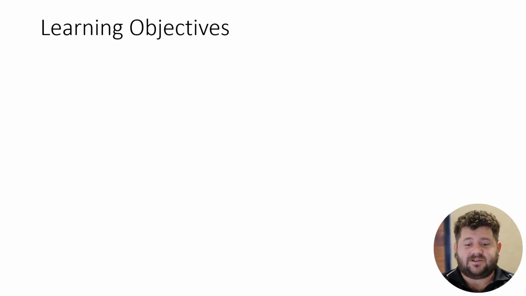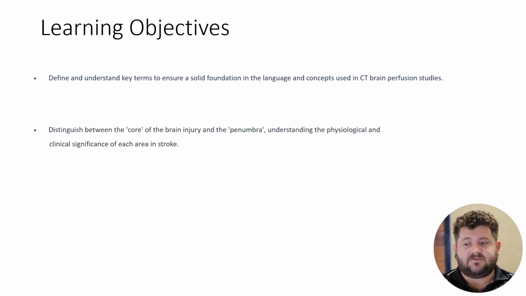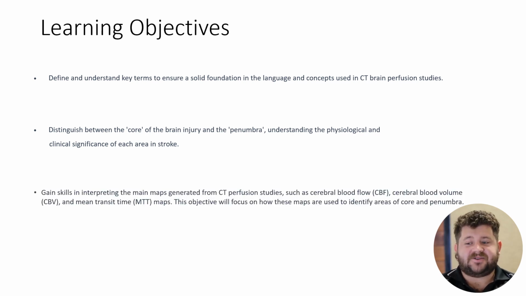Okay, so just quickly, our learning objectives for this lesson are to define and understand key terms to ensure a solid foundation in the language and concepts used in CT brain perfusion studies. Distinguish between the core of the brain injury and the penumbra, and understand the physiological and clinical significance of each area in the stroke. And gain skills in interpreting the main maps generated from CT perfusion. So these are the cerebral blood flow, CBF, cerebral blood volume, CBV, and mean transit time, MTT. So this objective will focus on how these maps are used to identify areas of core and penumbra.